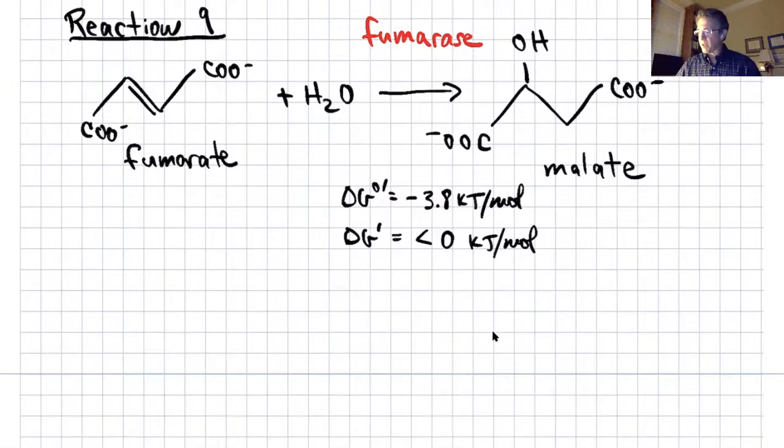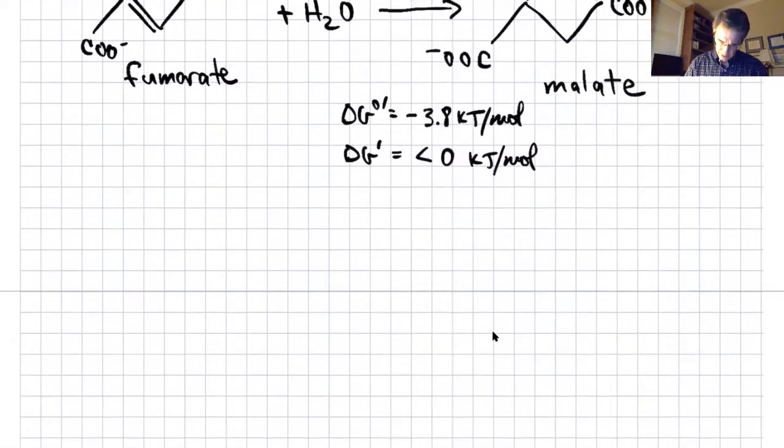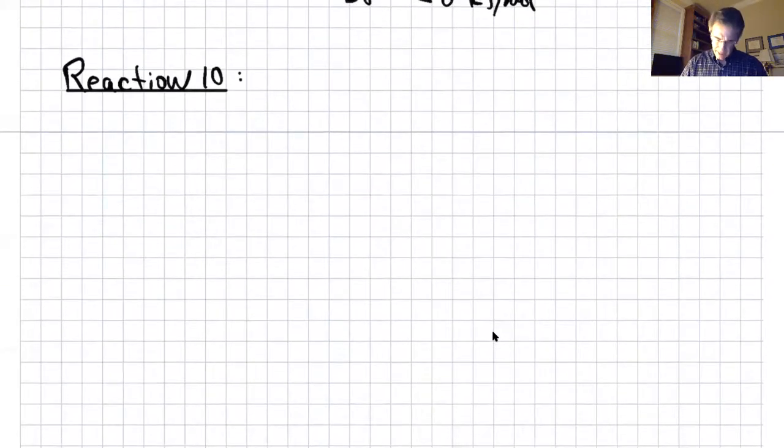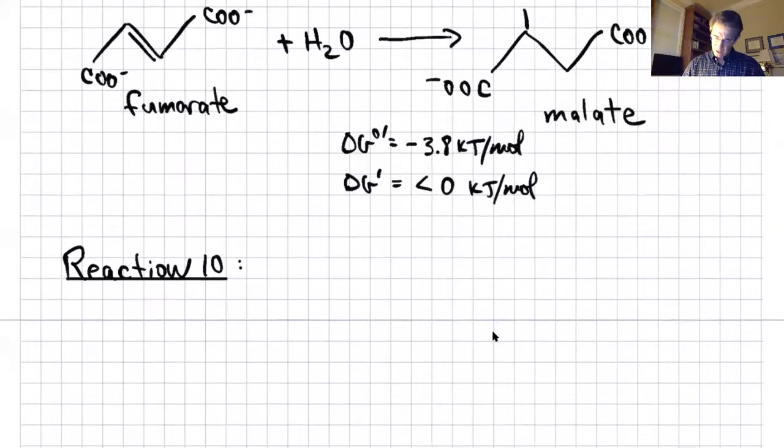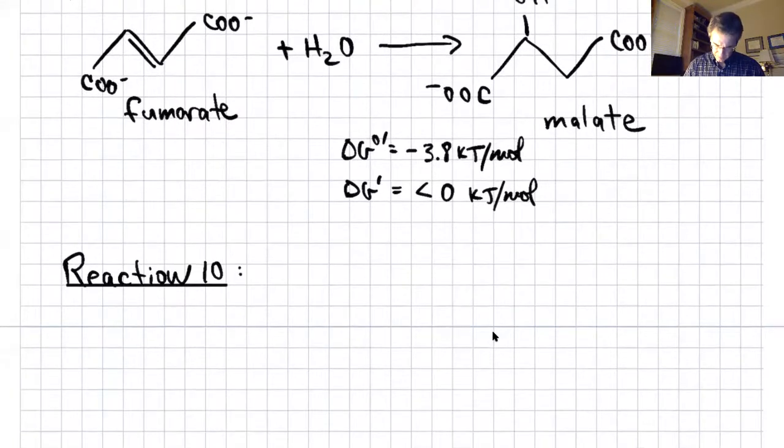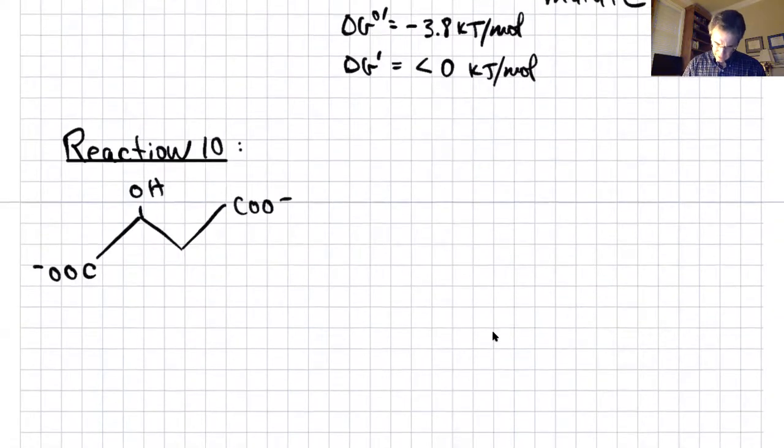All right, well, once we've got malate, we're almost there, right? Because remember, all we need to do is turn that into a carbonyl ketone and we're done. So that's the final reaction, reaction 10. We're now going to take that malate molecule that we just made. I'll just go ahead and redraw it here for completeness. All right, so here's malate.